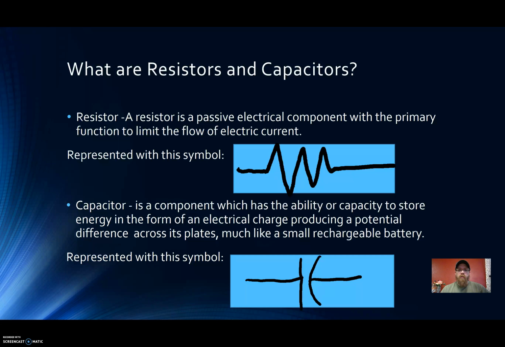A resistor is a passive electrical component with the primary function to limit the flow of electrical current. It is represented by this symbol. A capacitor has the ability, or capacity, to store energy in the form of an electrical charge, producing a potential difference across its plates, much like a rechargeable battery. A capacitor is represented by this symbol.